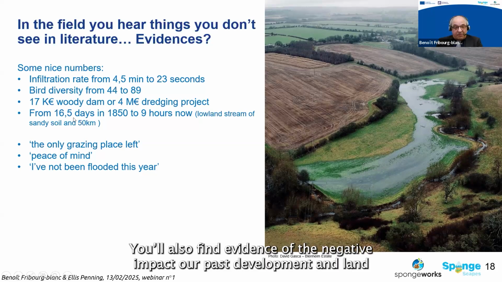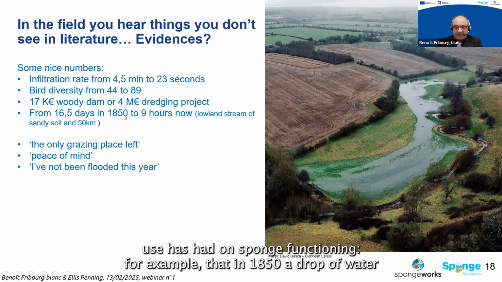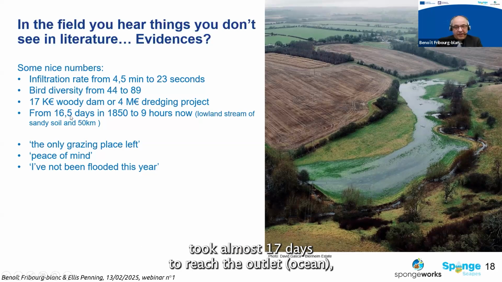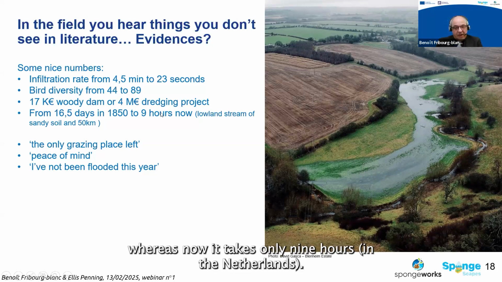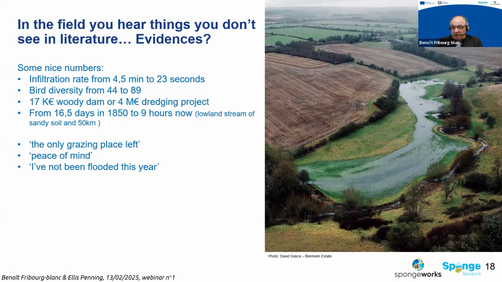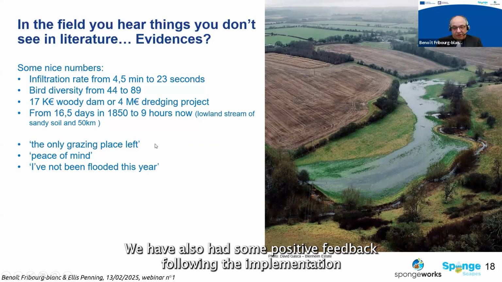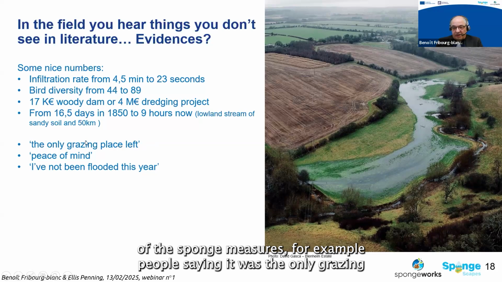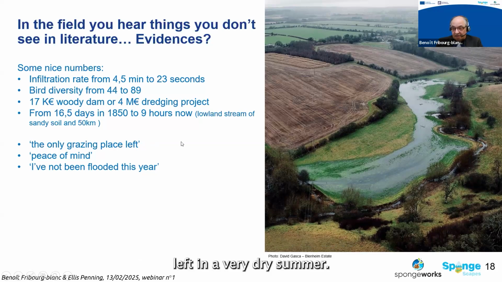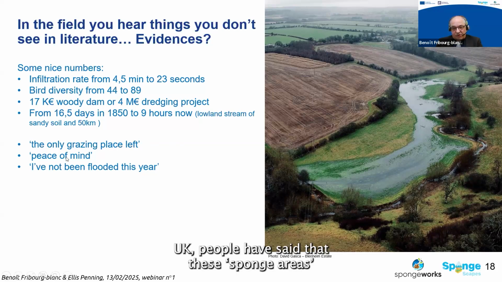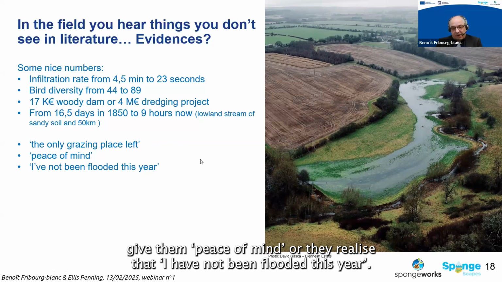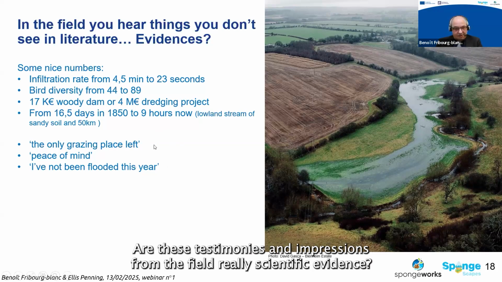But also now some negative trends, like in 80-50, the water was taking almost 17 days to reach the outlet of the river, whereas now it's just 9 hours. We also heard some good examples of measures where it was the only grazing place left in a very dry summer. In the UK example, we also see, following the implementation of the measures, people have not been flooded this year, such kind of things.